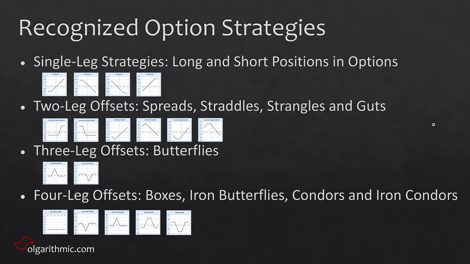Recognized option strategies are of four types. These are single leg strategies, long and short positions in options, and the other three are so-called regulatory offsets. They are called in such a way because they offset the risk associated with short positions in options by long positions in options. Two-leg offsets are spreads, straddles, strangles, and guts. Three-leg offsets are just butterflies, and four-leg offsets are boxes, iron butterflies, condors, and iron condors. Regulatory offsets can also be long or short.